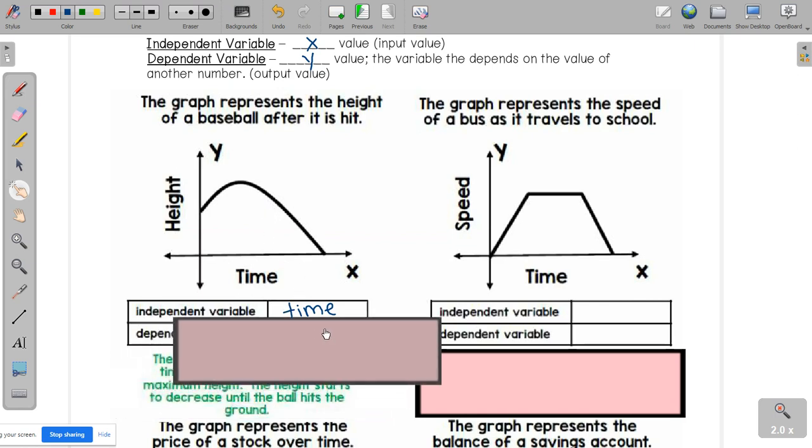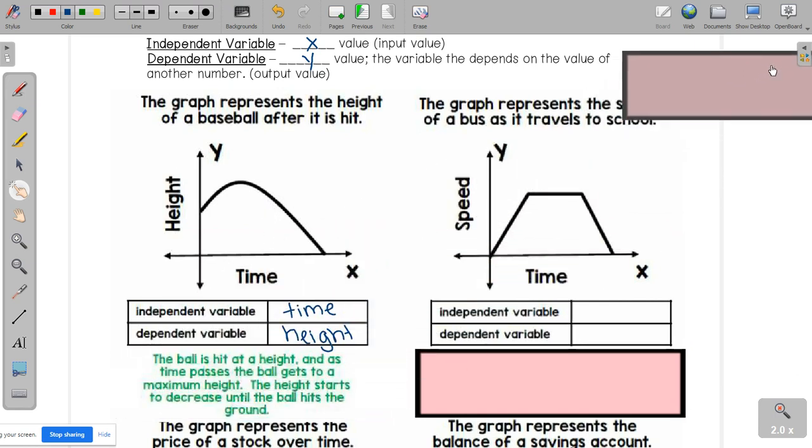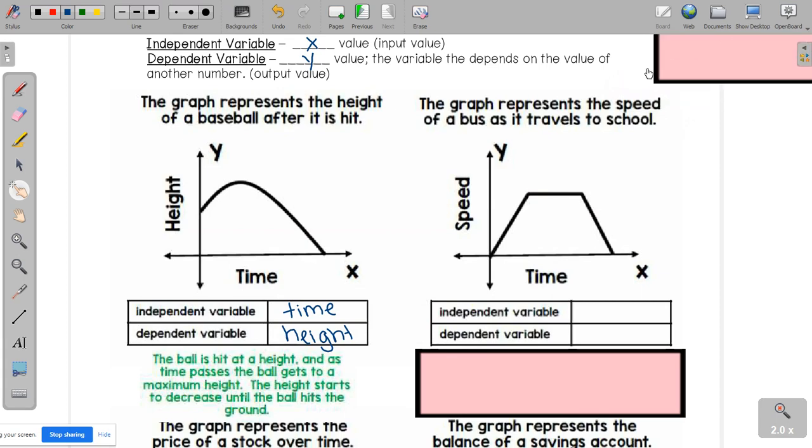So we need to come up with a way to use words to describe what is happening on this graph. So an example would be: a ball is hit at a height, and as time passes, the ball gets to a maximum height. It gets up to maximum height here. The height starts to decrease until the ball hits the floor. So that is an example. You could say it multiple different ways, but this is just the gist here.